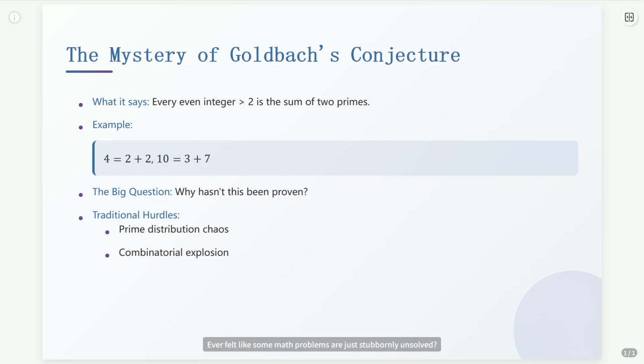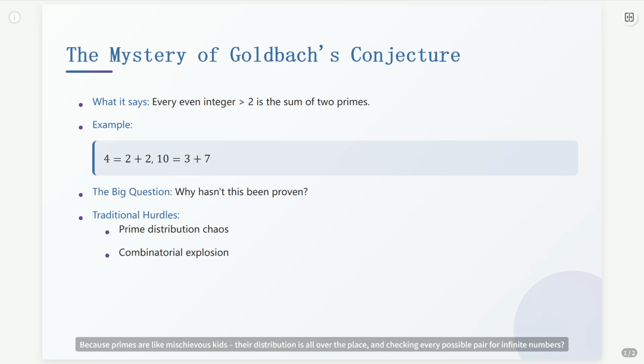Ever felt like some math problems are just stubbornly unsolved? Take Goldbach's conjecture. Simple statement. Every even number bigger than 2 is the sum of two primes. Easy peasy, right? Wrong. It's been bugging mathematicians for centuries.